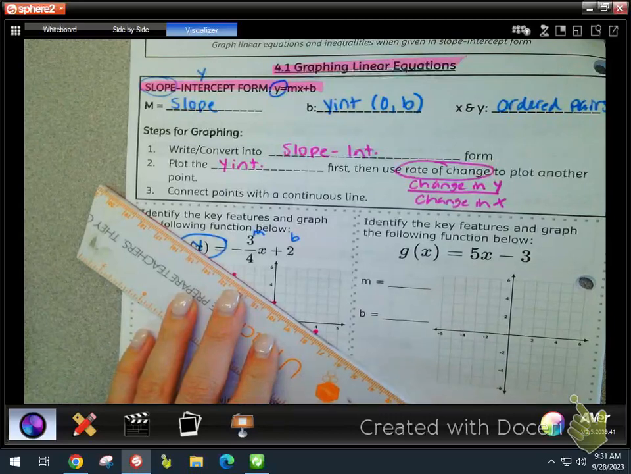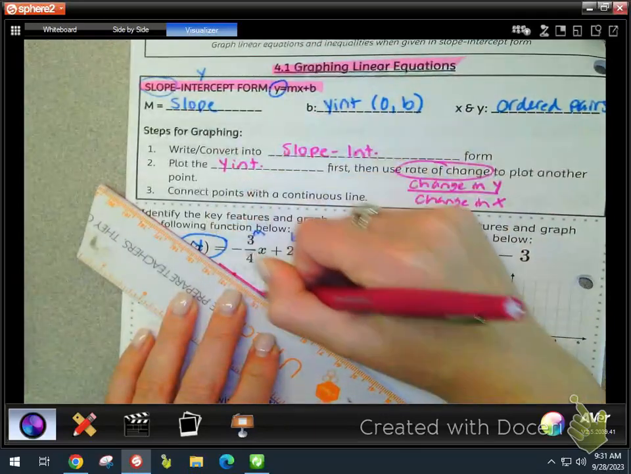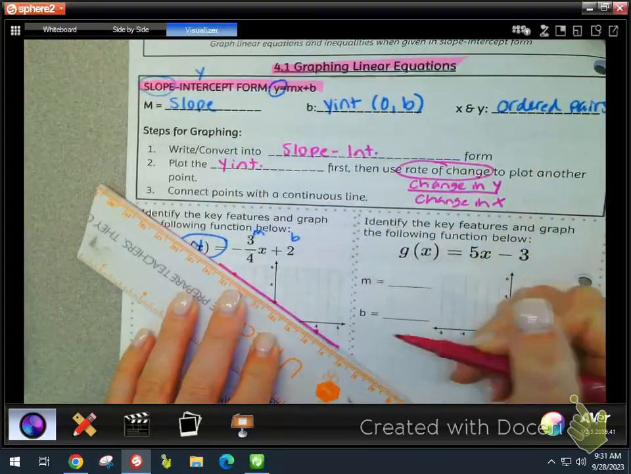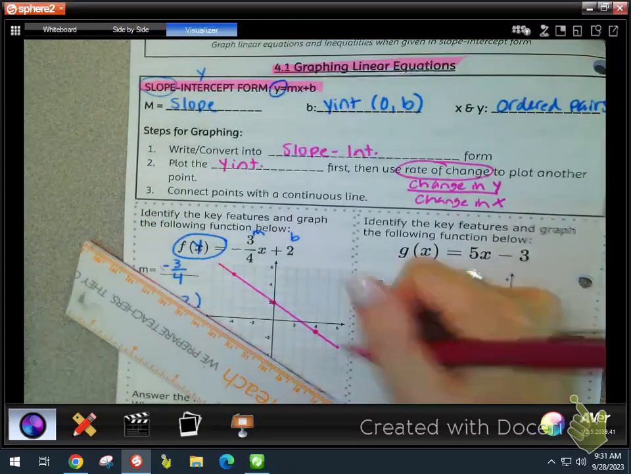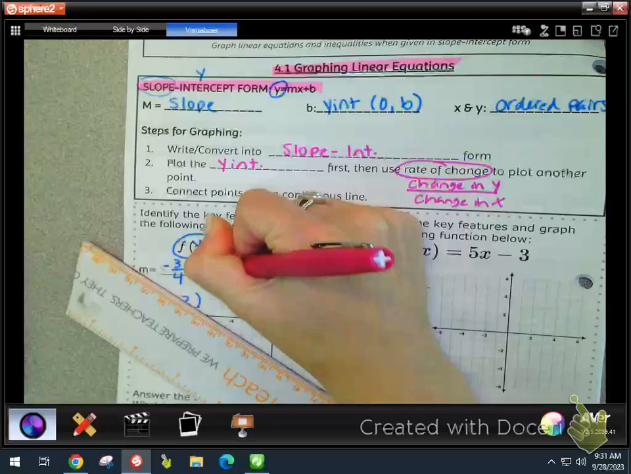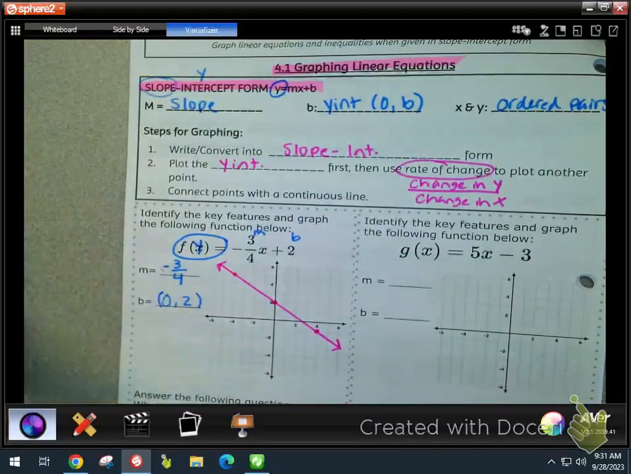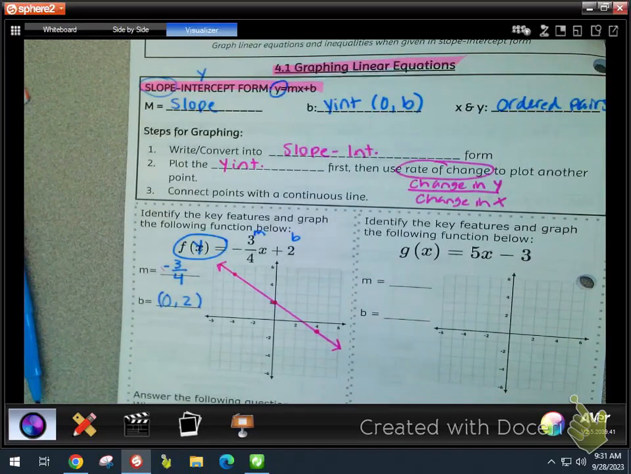Draw your line. Use your ruler. Go through the points, all the way through the points. I always like my line to pretty much go on the whole coordinate grid. And I'm going to give it arrows because lines have arrows unless it's some sort of a story, which we don't have with this. And then there's my nice pretty line. Okay?